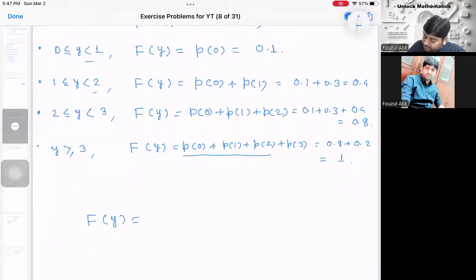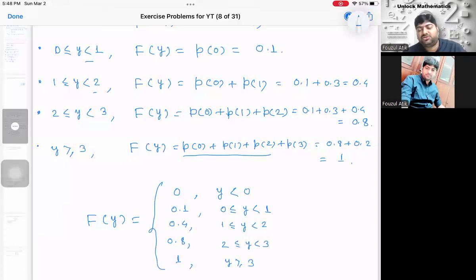It is 0 whenever y is less than 0. It is equal to 0.1 if you have 0 less or equal to y less than 1. This value is 0.4 if you have 1 less or equal to y less than 2. This value is 0.8 whenever 2 is less or equal to y less than 3. And this value is 1 whenever y is greater than or equal to 3. So this is the cumulative distribution function for the given random variable.